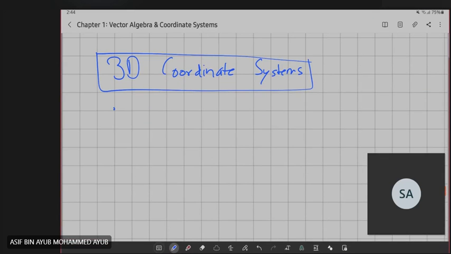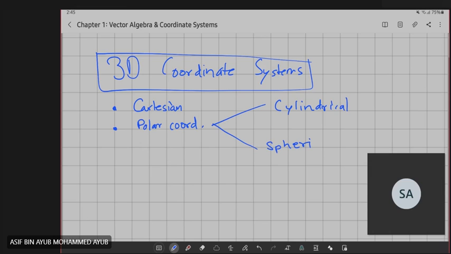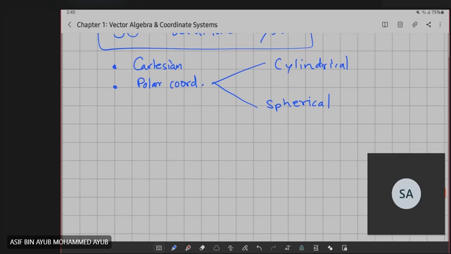For 3D coordinate systems, we're going to study the Cartesian coordinate system again, and we'll study the polar coordinate system. But now, choosing a polar coordinate system is not unique, because you have two types: the cylindrical one and the spherical one. But first, let's just quickly see the Cartesian system again.